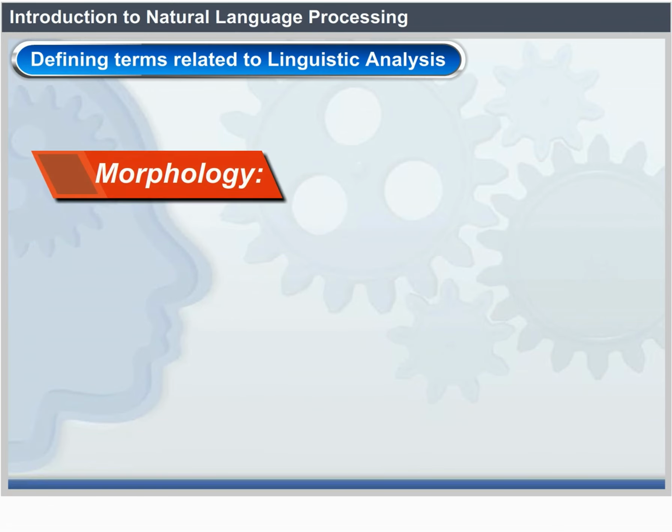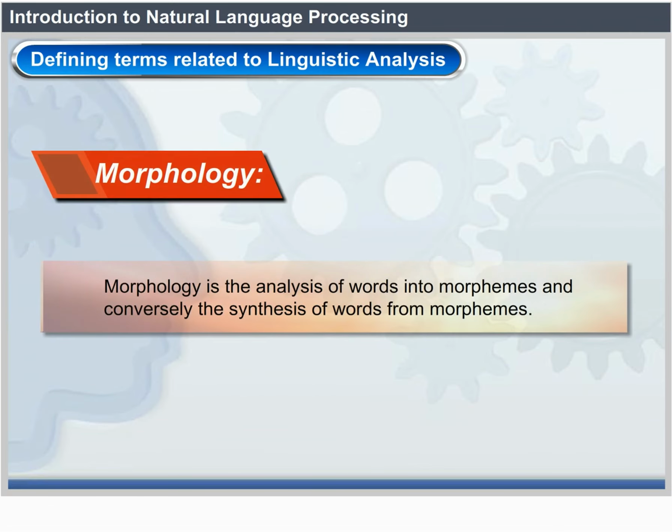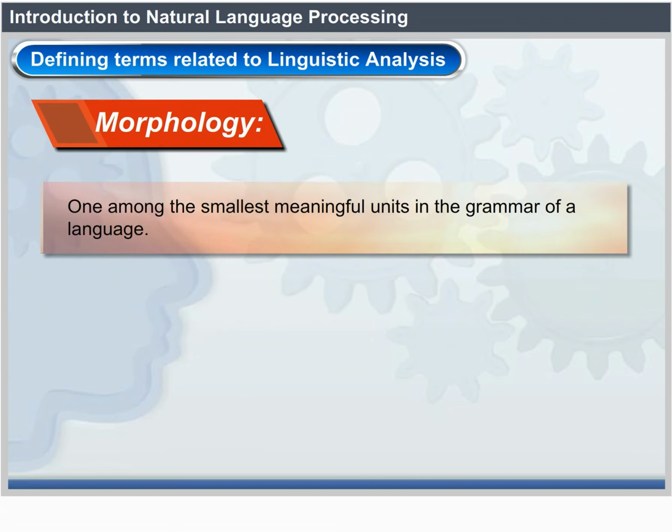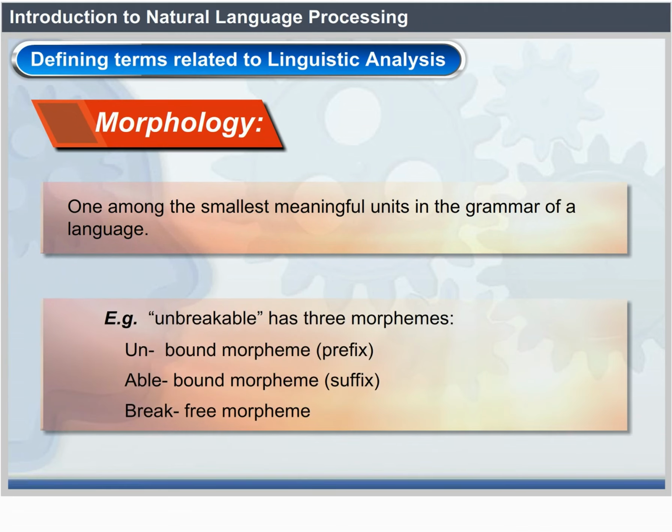Morphology. Morphology is the analysis of words into morphemes and conversely the synthesis of words from morphemes. A morpheme is one among the smallest meaningful units in the grammar of a language. Example, unbreakable has 3 morphemes. Un, bound morpheme, prefix; able, bound morpheme, suffix; break, free morpheme.